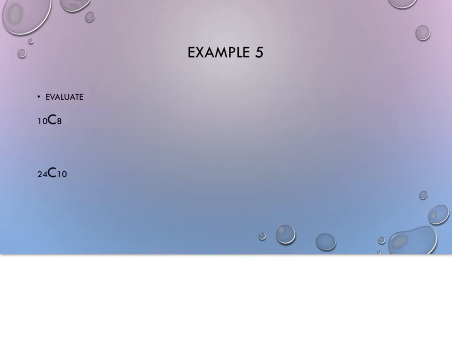All right, easiest part. It gives it to you straight up. So C, 10 on the left, 8 on the right, means that the 10 is the n and the 8 is the r, and 24 on the left, 10 on the right, means that the 24 is the n and the 10 is the r. Again, you need to show this step: 10 factorial over 10 minus 8 factorial times 8 factorial, which is 10 factorial over 2 factorial times 8 factorial.